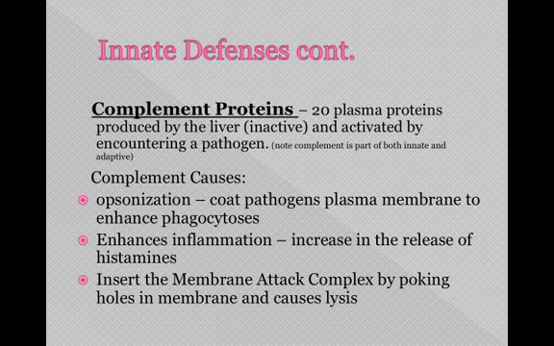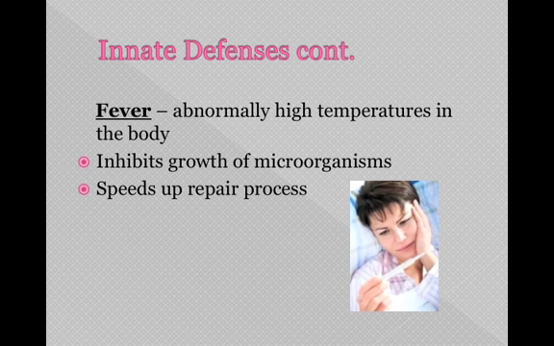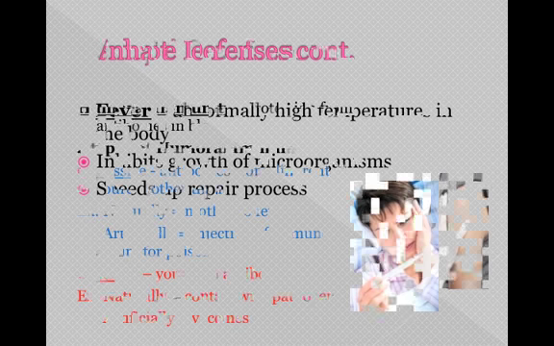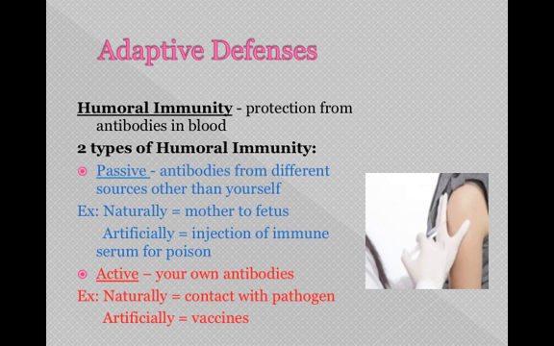Innate defenses continued. Another example is complement proteins. Those ones cause opsonization, and they enhance inflammation, and they also insert the membrane attack complex. Another example of innate defenses is fever. It basically helps inhibit the growth of microorganisms. Bacteria cannot metabolize well with rapid temperature changes, so it is part of your innate defense system until your adaptive defense systems can kick in.